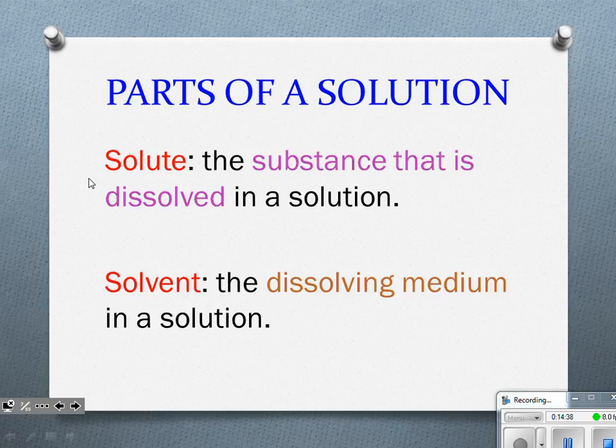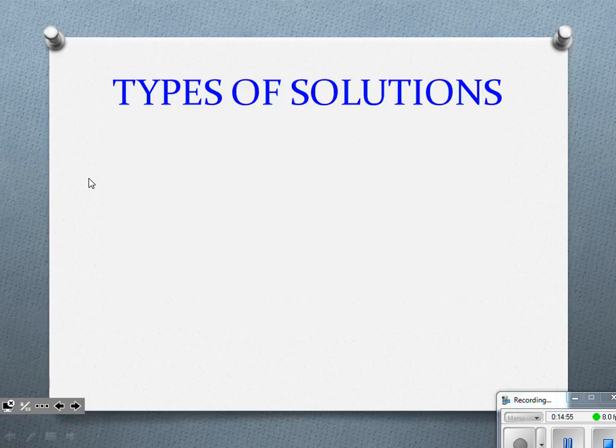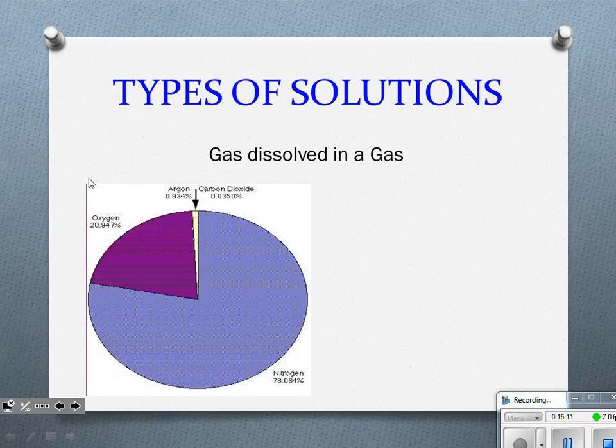Our solute would be oxygen, and we can have other minute gases that make up that other 1%. But yeah, we could have. And we'll talk about some of those later. Well, how about now is later? A gas dissolved in a gas. And I'm going to give you some examples of these things.